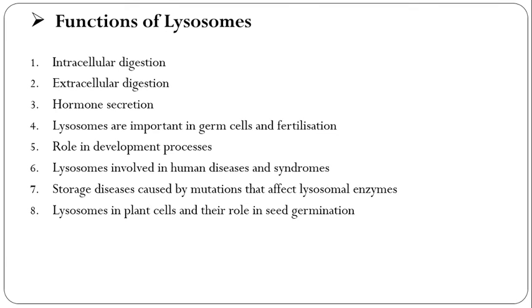For example, in glycogenosis type 2, the liver and the muscle are filled with glycogen within membrane-bound organelles. In this disease, alpha glucosidase, the enzyme that degrades glycogen to glucose, is absent. There are about 20 diseases due to the lack of certain lysosomal enzymes. So, storage diseases are caused by mutations that affect the lysosomal enzymes.